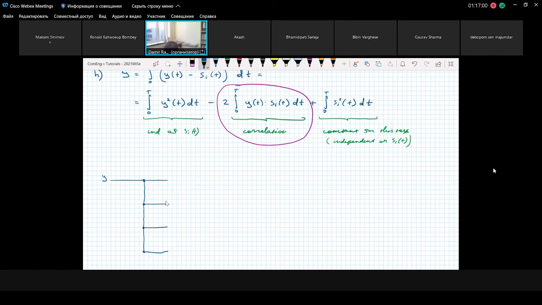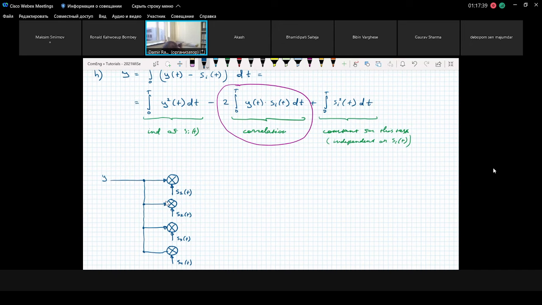What do we do? First of all, we calculate the product between the input signal and the so-called reference signal. For each branch, we have a different reference signal. We have S1 of t for the first branch, S2 of t for the second branch, S3 of t for the third branch, and for the last one, we have S4 of t. We have this bank of different multipliers.